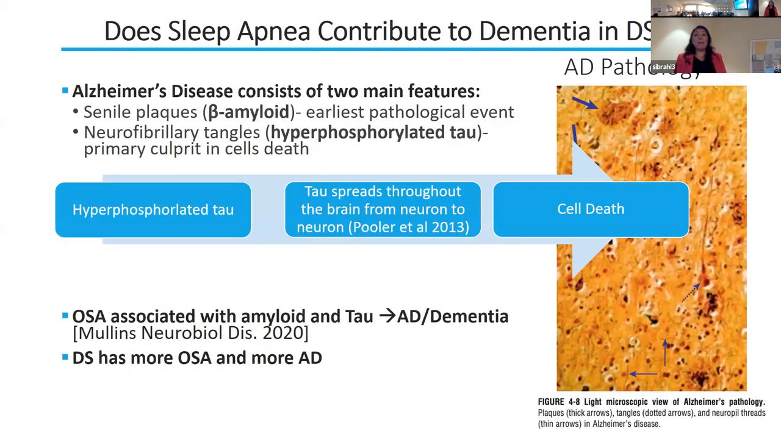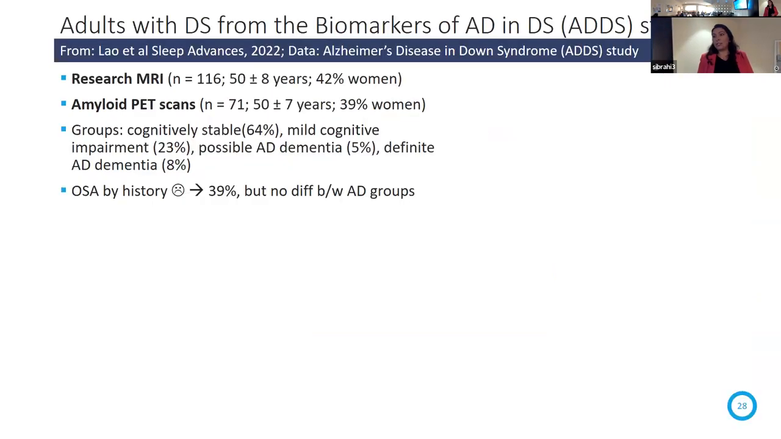I'm very interested in how sleep apnea affects Alzheimer's. I think this is where, hopefully, we can help. Sleep apnea is associated with dementia, and we know sleep apnea is associated with amyloid and tau increase in the CSF, potentially leading to dementia. We need more studies to really look at that, and sleep by itself can as well. And if Down syndrome has more sleep apnea and they're more likely to have dementia, then this is where the field is going, to see if we can intervene early for these patients.